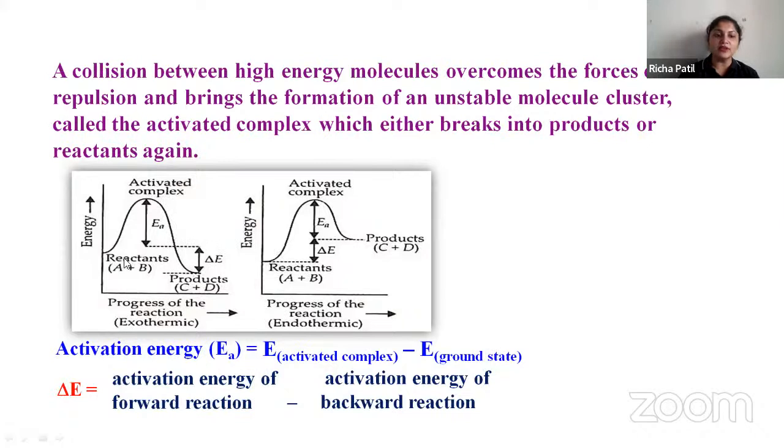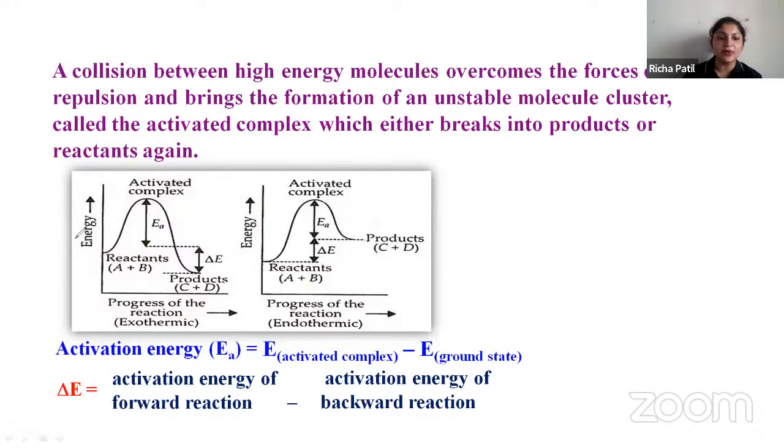Whenever the reactants are forming the product, it undergoes a collision between high energy molecules. Here it forms an unstable form, that is an activated complex. So this is the EA, the activation energy. Activation energy is nothing but the energy of the activated complex minus the ground state. So this is for exothermic.